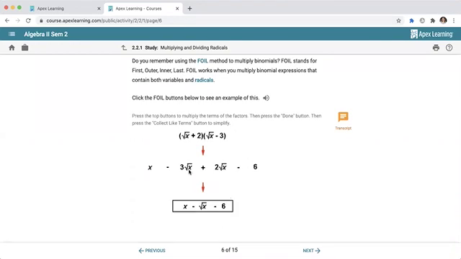Hopefully you noticed that those are like terms because they have the same radical. It's square root of x and square root of x. If it was square root of x and square root of x squared, those would not be able to be combined. But since they have the same radical and the same radicand, the same value underneath the radical symbol, they can be combined there.